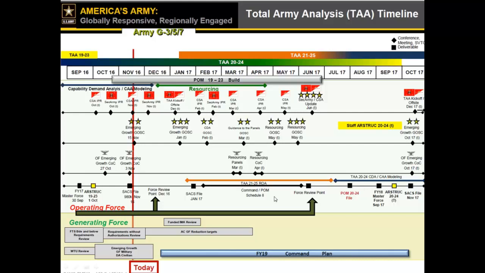So those are just different types of meetings, at different levels, that they have to make sure the TAA is on track. A Council of Colonels will meet before the GOSC, so they'll work through all the work to make recommendations to that. And then it goes 2-star GOSC, 3-star GOSC, and then up to the chief. Everything here is for the operating force; the generating force works on a separate process.